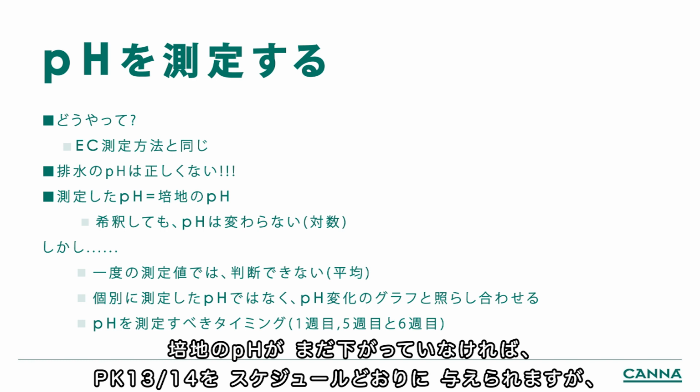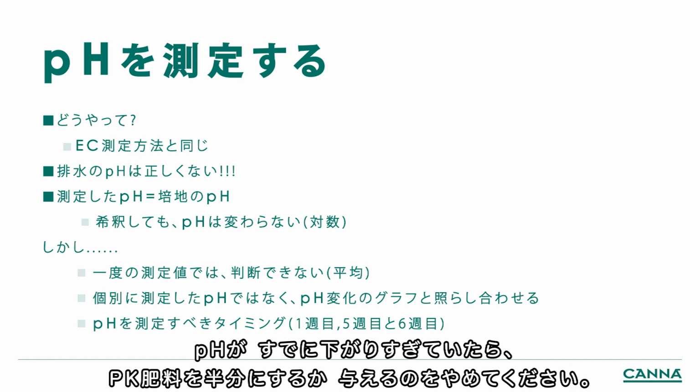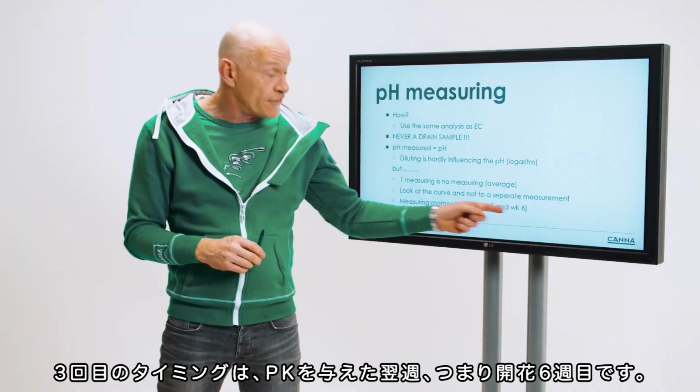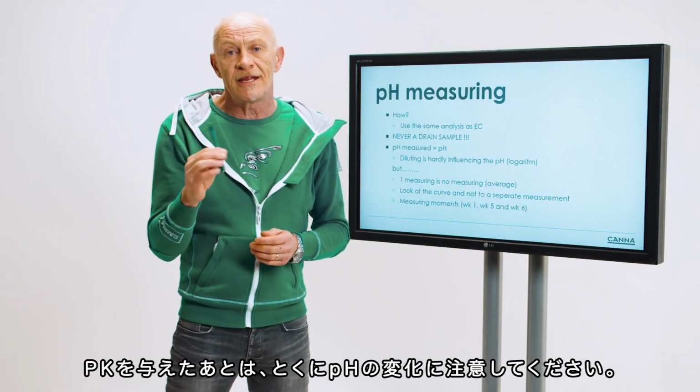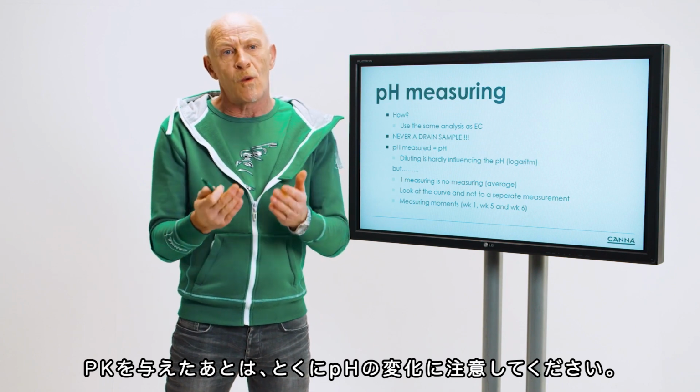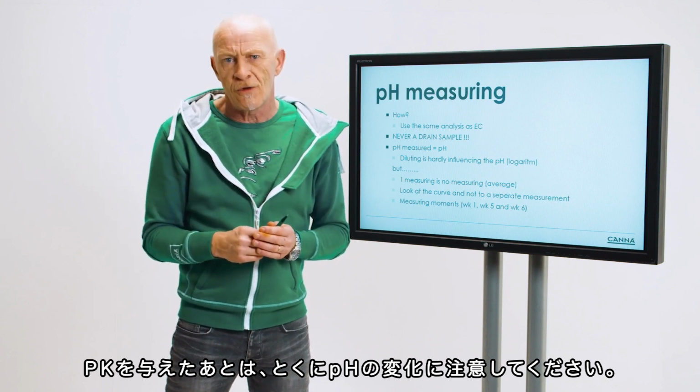When the pH is still high in the substrate, you can give the full dose of PK, but maybe it's already a little bit lower, so you have to consider a half dose or maybe even no PK at all. After the PK, that is flowering week 6, then you have to consider what was the effect of PK 13-14.